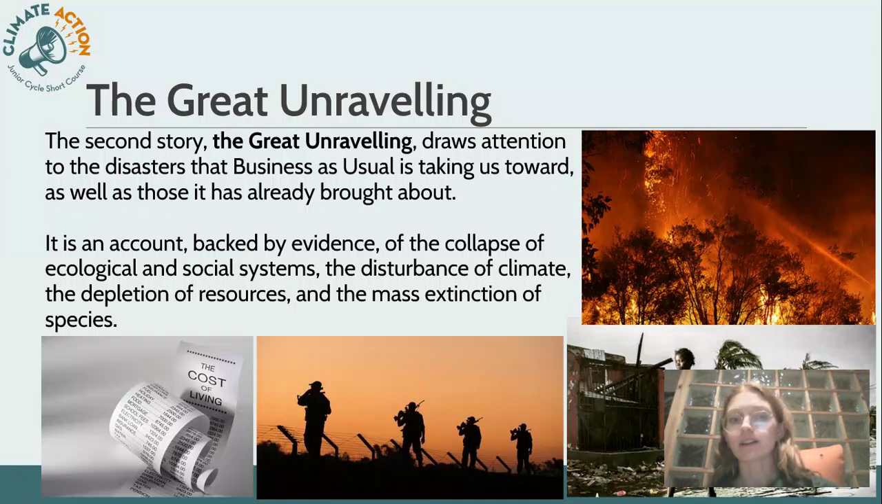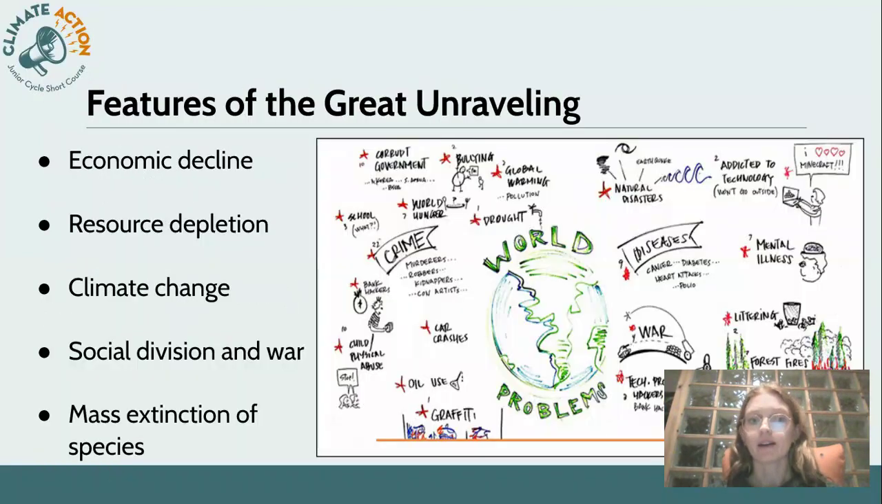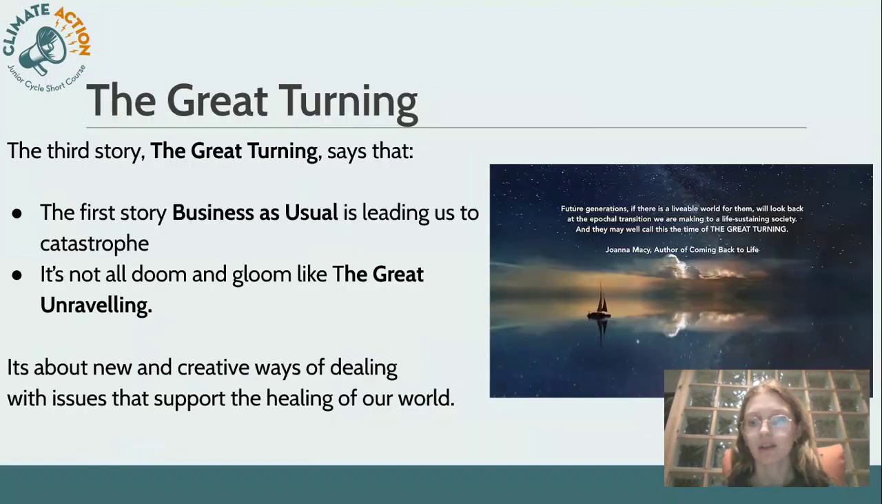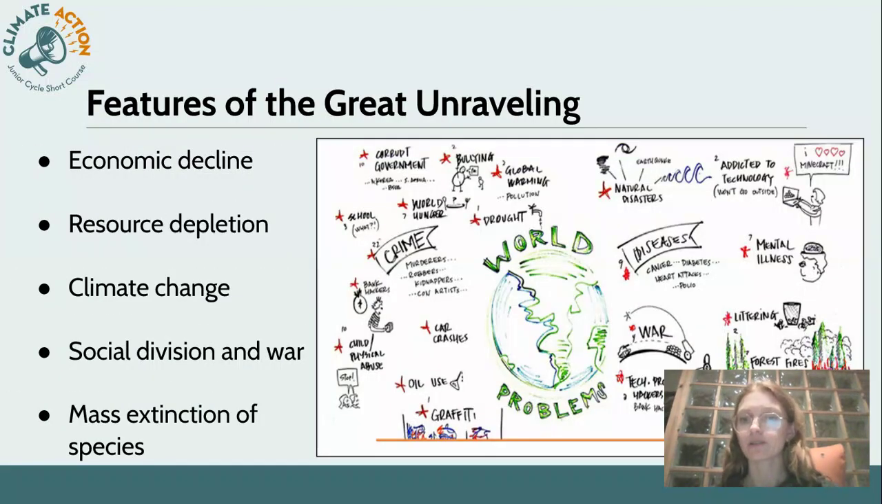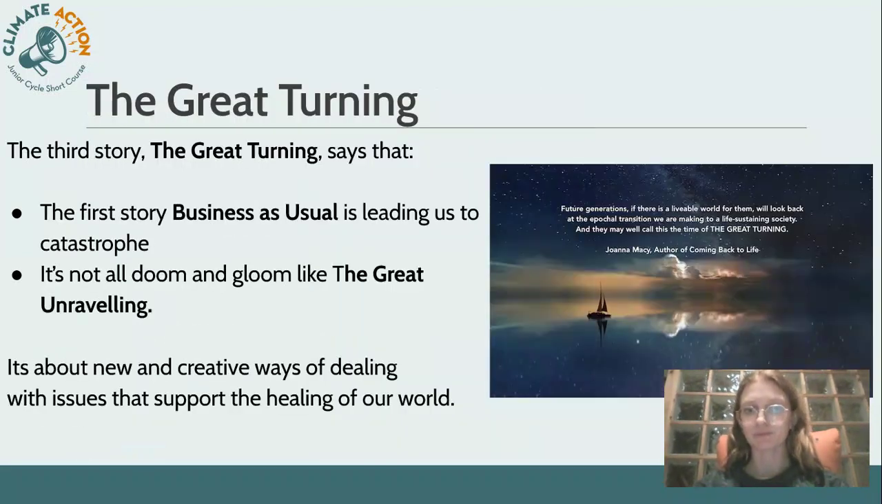So the Great Unraveling says, all these terrible things are happening. It says it's because of business as usual. It's backed by scientific research. So things like crime and diseases and war and climate change and all these things. It's a whole barrage of the really bad things that are happening. But it doesn't really give us a way out. It's just an explanation of the problems.